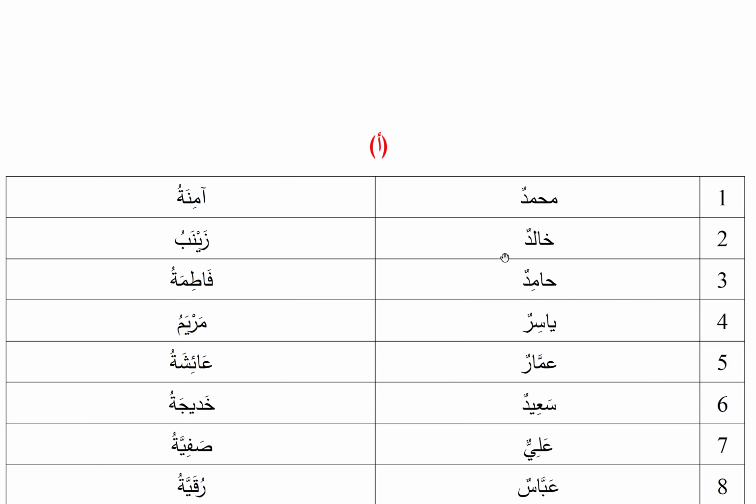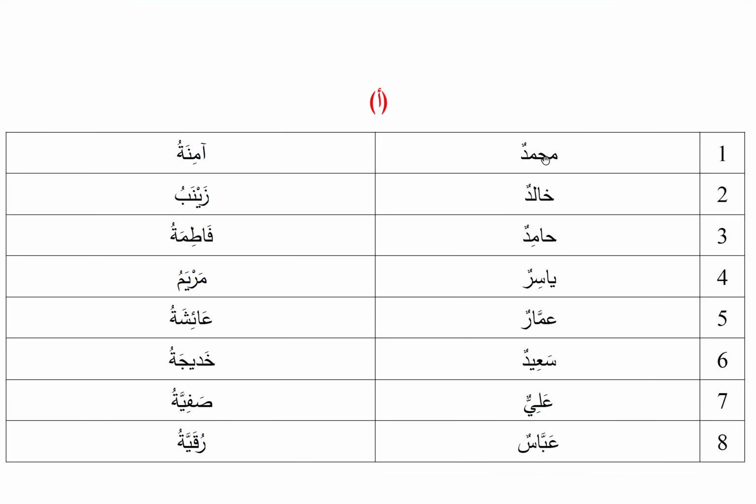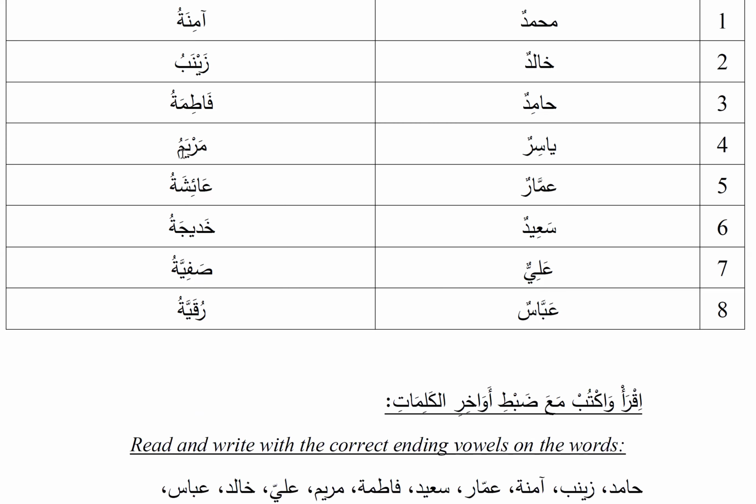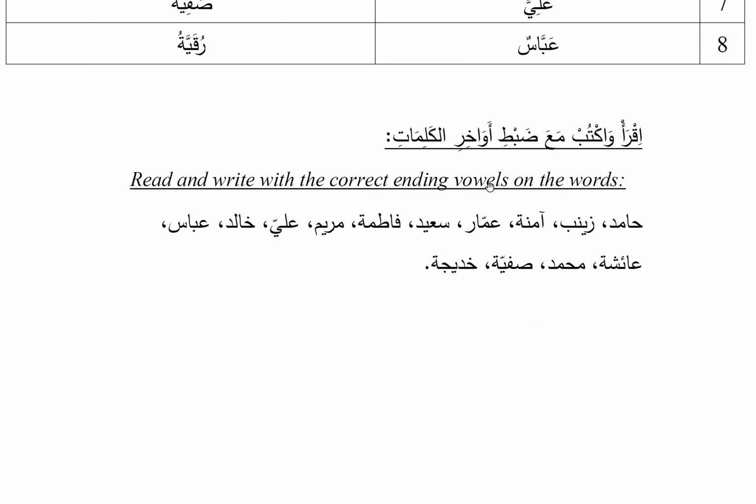So here is a comparison between male and female names. As you can see, we're going to read the male names first. Muhammadun, Khalidun, Hamidun, Yasirun, Ammarun, Sa'idun, Aliyun, Abbasun. All of them have tanween dhamma. Now for female names, they only have one dhamma: Aminatu, Zainabu, Fatimatu, Maryamu, Aishatu, Khadijatu, Safiyatu, Ruqayyatu. There are more rules for male and female nouns, which we're going to learn later. But for now, what you need to know is that male nouns end with tanween dhamma and female names end with one dhamma. So here is an exercise based on this.